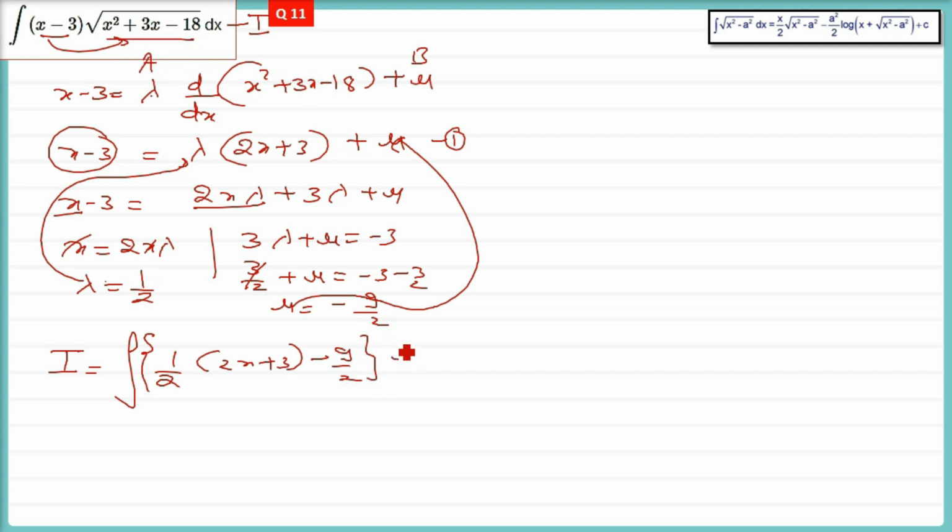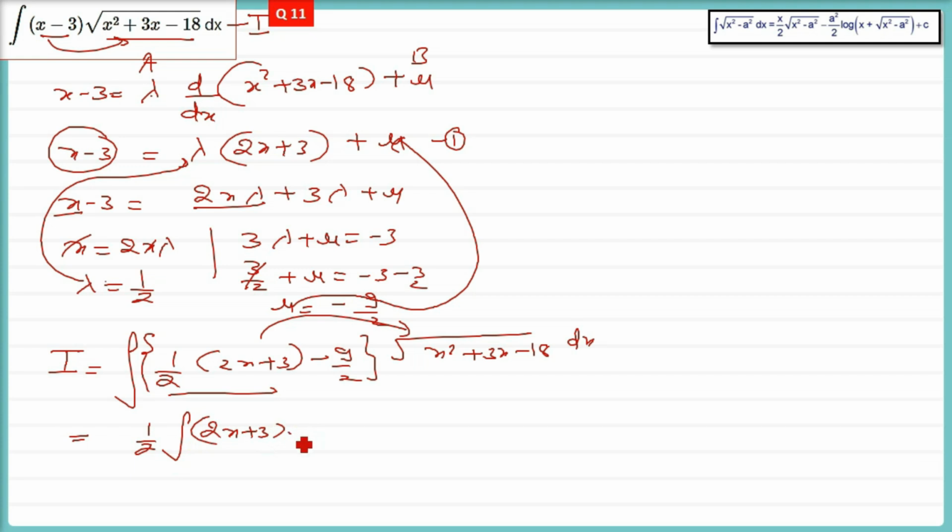So half and negative 9 by 2 we have included, and under root x square plus 3x minus 18 remains like that with a dx. Now let's multiply the separate terms. Half into 2x plus 3 will be multiplied by under root x square plus 3x minus 18. So half integration of 2x plus 3 multiplied by under root x square plus 3x minus 18. And then multiply negative 9 by 2 by under root x square plus 3x minus 18. So 9 by 2 comes in front, x square plus 3x minus 18 as the second one.